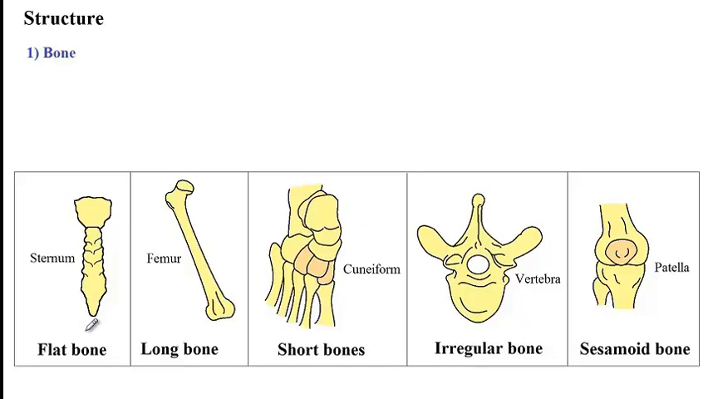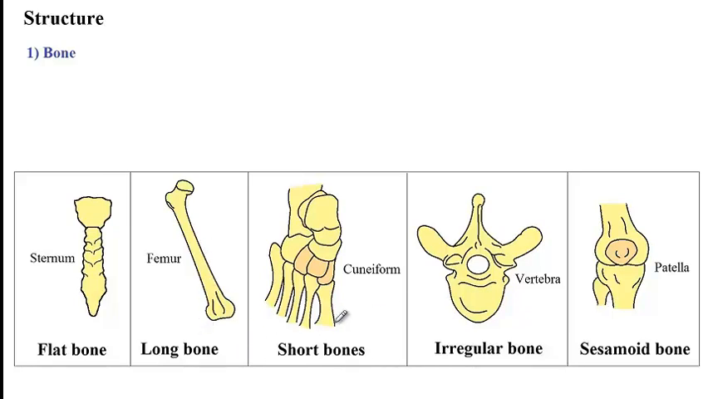The first one is called flat bones, which are basically very thin and curved. And examples of flat bones include, like for instance, our ribs or our shoulder blade, or here in this image I'm showing a sternum, which is located right in the middle of our chest. Then we have long bones, which consist of a shaft, and these are mostly found in our upper and lower limbs. Like for instance, our arms and our legs are made of long bones.